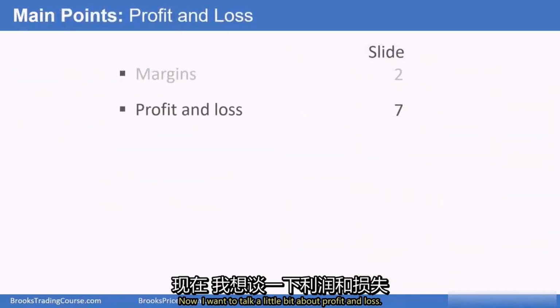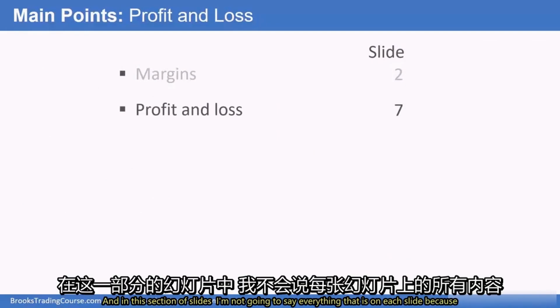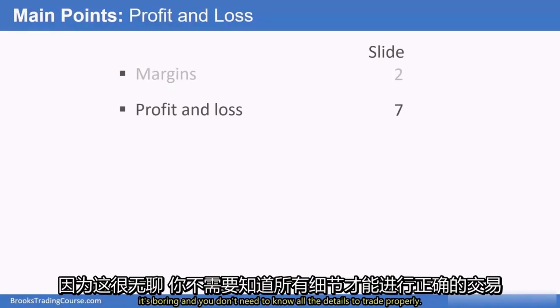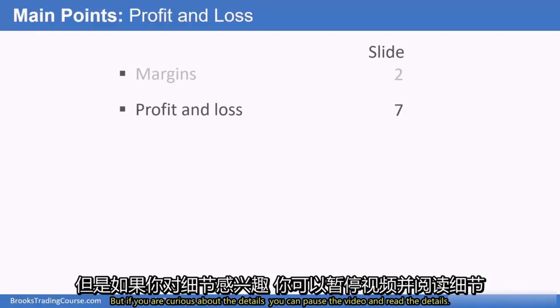Now, I want to talk a little bit about profit and loss. And in this section of slides, I'm not going to say everything that is on each slide because it's boring and you don't need to know all the details to trade properly. But if you are curious about the details, you can pause the video and read the details.